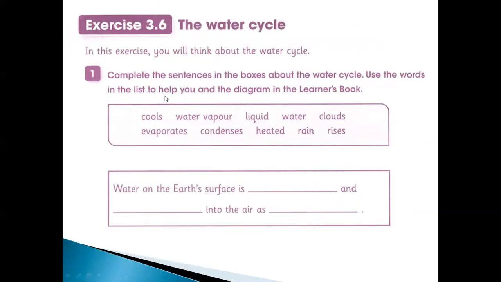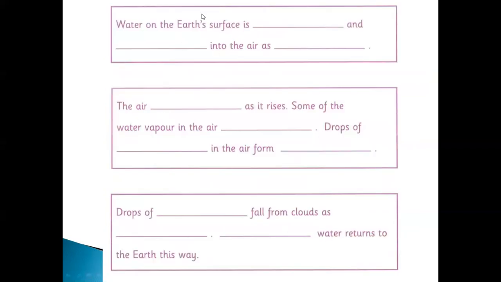Exercise 3.6, the water cycle. We just fill in the blanks from these words. Water on the Earth's surface is heated and evaporates into the air as water vapor. After this, the air cools as it rises.